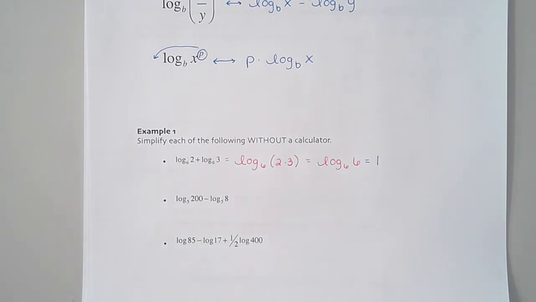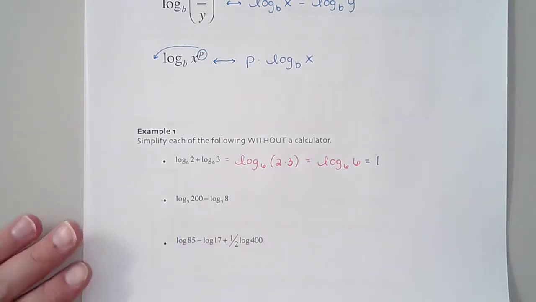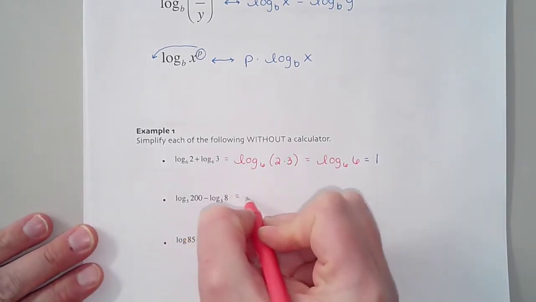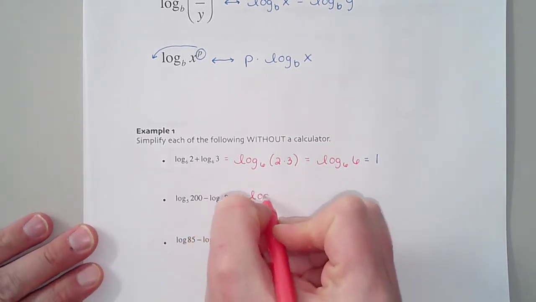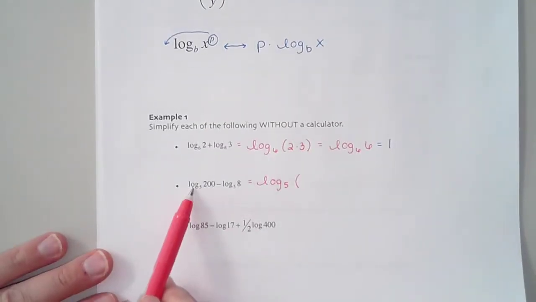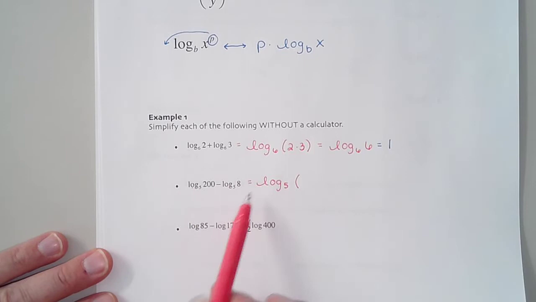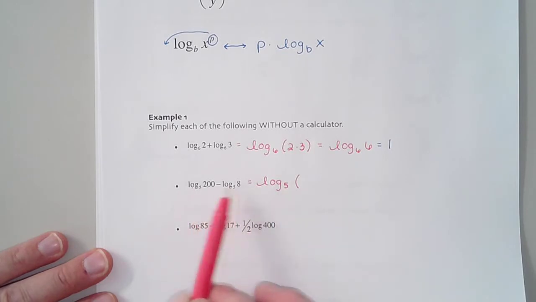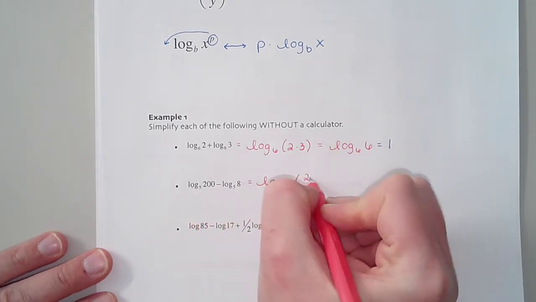Similarly, with the next one, I see subtraction, right? So that means I can combine them with division. So log base 5 of, and I want to point out it's not log of 1 divided by log of the other. It's log of the two numbers being divided. So 200 divided by 8.